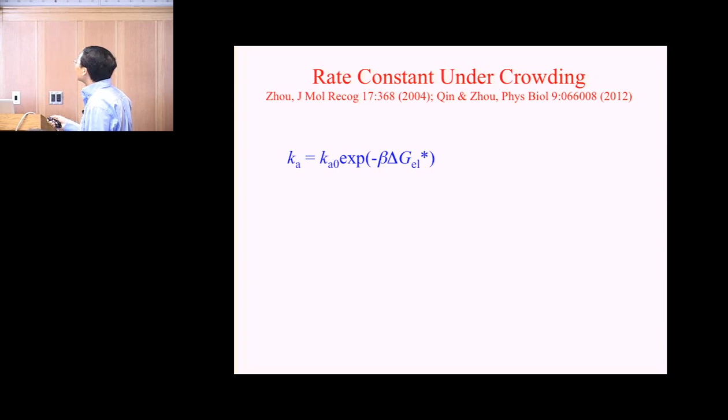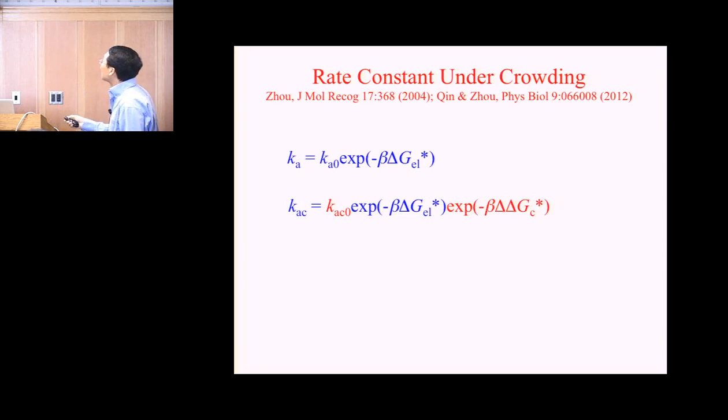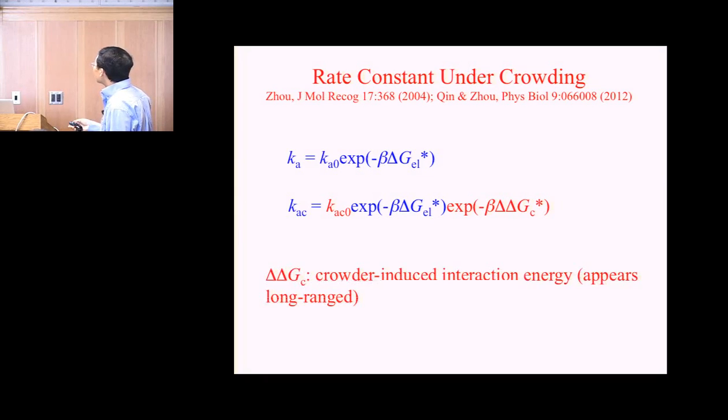Now the Bayes rate constant will be modified because, as I said, the diffusion is slowed down. So we simply introduce a new diffusion constant that's slowed down by the presence of the crowder. And then in addition, we introduce an effective interaction that's induced by the crowders. In this way, we can quantitatively account for the effects of crowders.